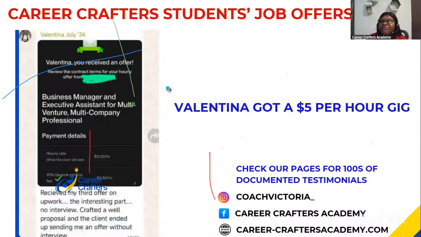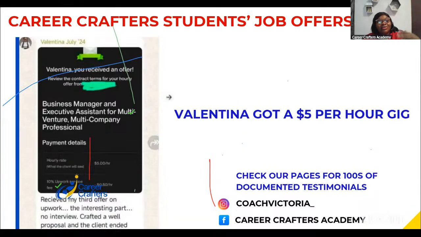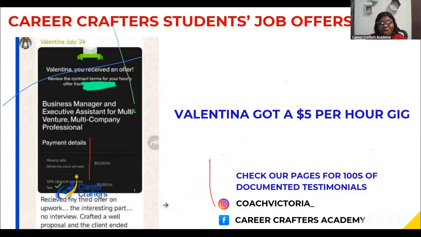Then we also have Valentina, who got a $5 per hour job as a business manager. Yes, a business manager and virtual executive assistant for a company abroad. She got this job on Upwork, so it is verifiable. In fact, this one is her third offer on Upwork. If you read the screenshots, it is her third offer. So she had gotten 2 jobs even before getting this one. This one is just the one I screenshot. There are lots of them.